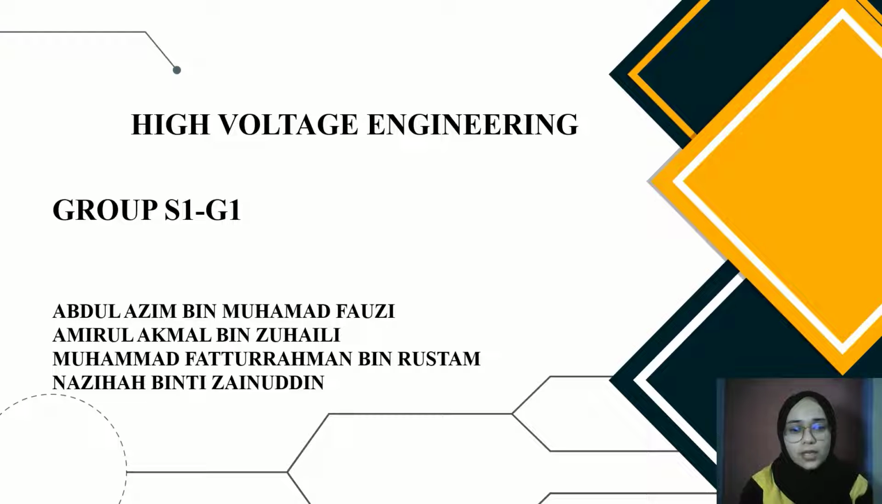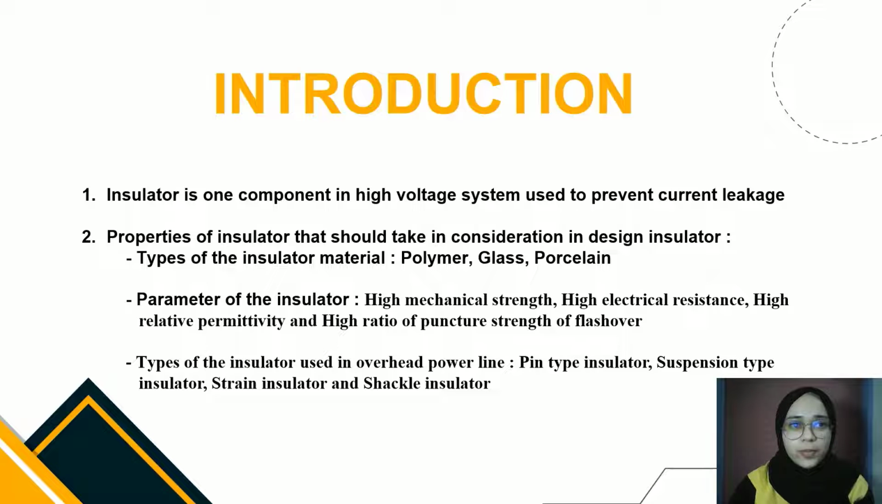Our group members are Abdul Azim bin Muhamad Fauzi, Amirul Akmal bin Zuhaili, Muhammad Fathurrahman bin Rustam, and Nazihah binti Zainuddin. There are three properties of the insulator that should be taken into consideration in designing an insulator, which are the type of insulator material, the parameters of the insulator, and the type of insulator used in overhead power lines.